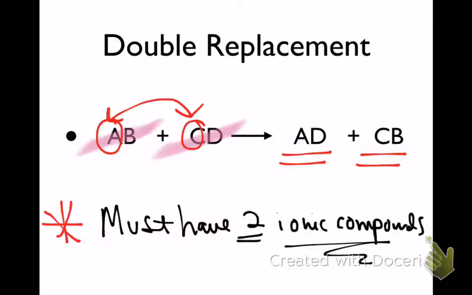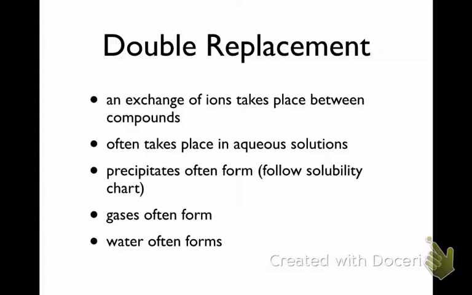It's not a given just because I can move letters around on the page. Let's look at the features for double replacement reactions. First of all, you have an exchange of ions, so they trade partners. This is usually going to happen in aqueous solution because these ions have to be free to move around and be able to hook up to something new.